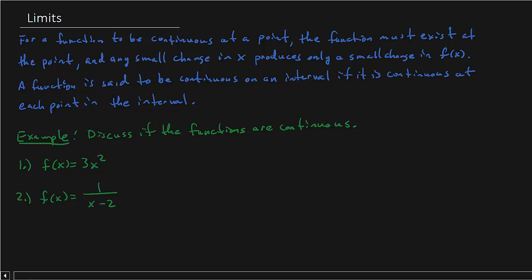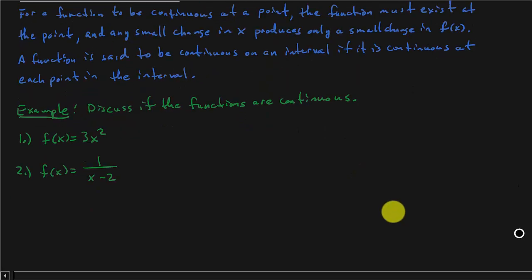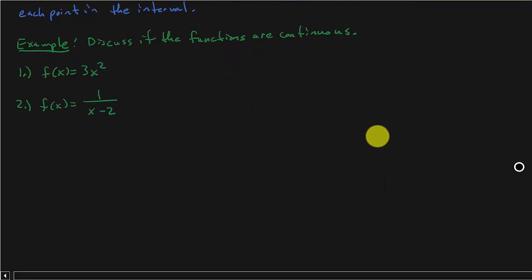Basically, in other words, the function has to be defined at that point, or all the points on an interval, if you're talking specifically about a point, or if you're talking about an entire interval. I'm going to talk more about the continuity stuff as we work through some examples. So let's look at some examples. It says discuss if the functions are continuous.